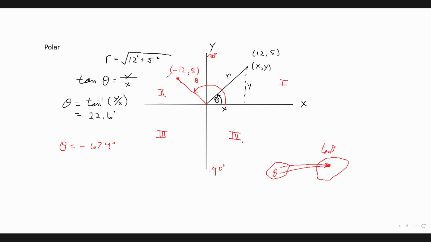If you are in the second or third quadrants, what you're going to get is a number that is 180 degrees off. So this 67.4 is actually that point right there, or that angle right here. So what do you have to do?